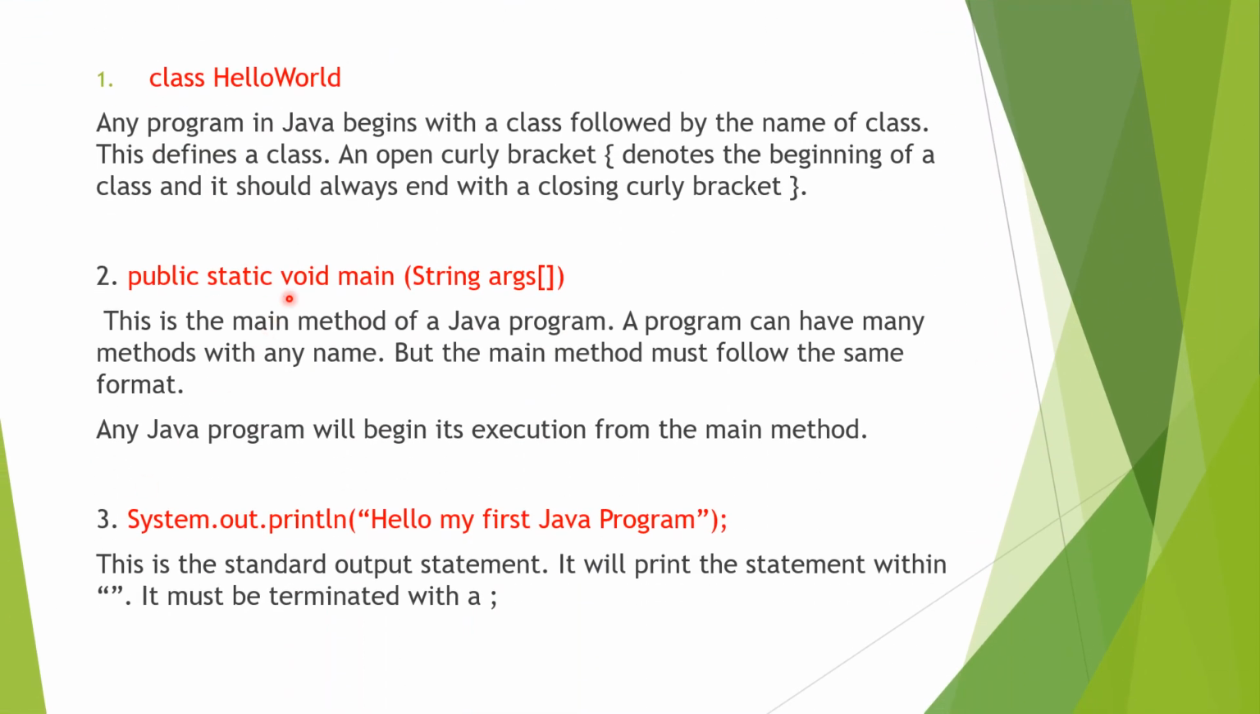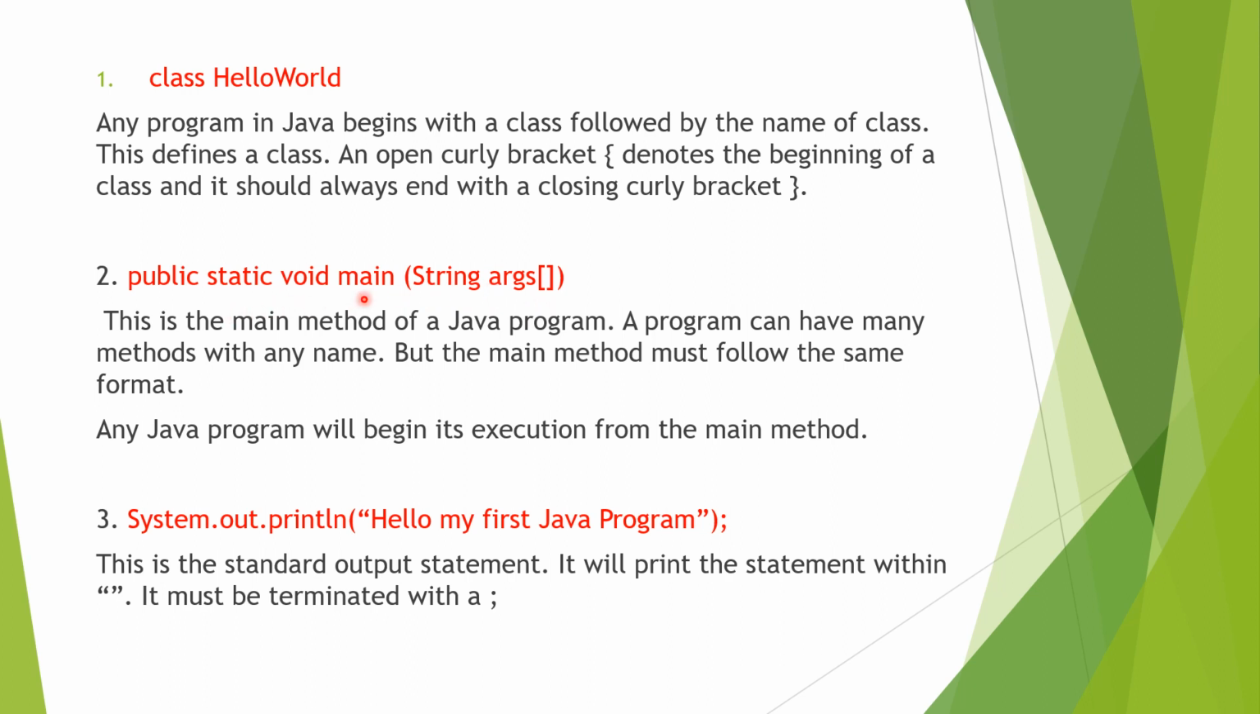Okay, first is class hello world. Any program in Java begins with a class followed by the name of a class. This defines a class. Here we are defining a class. An open curly bracket, this one, denotes the beginning of class, and it should always end with the closing curly bracket, this one. Fine. Now the second is public static void main string args.